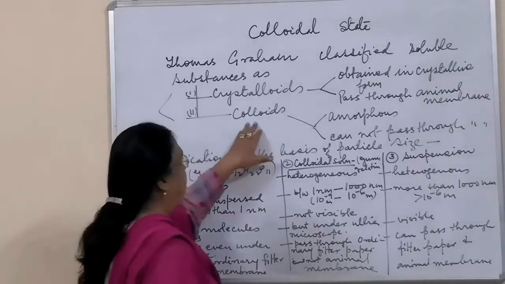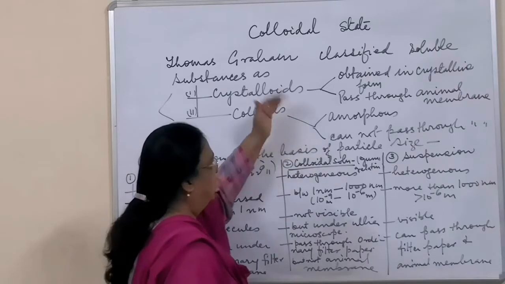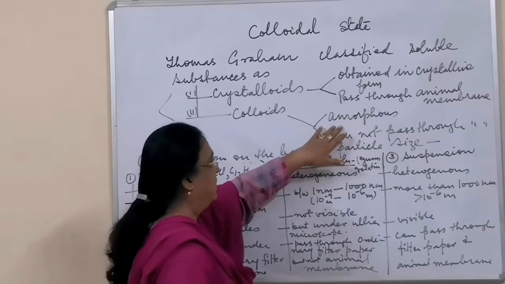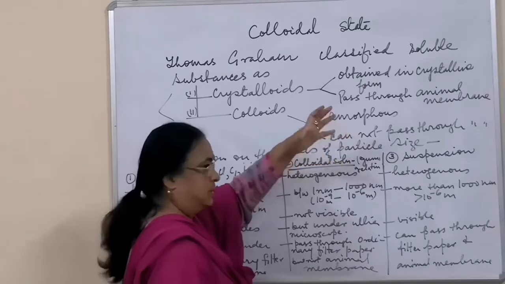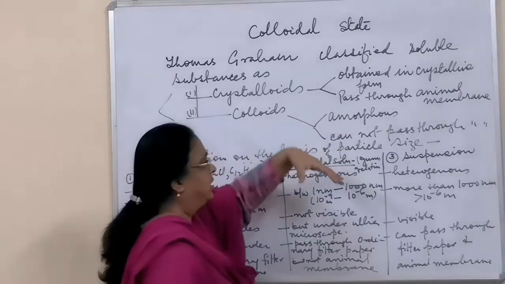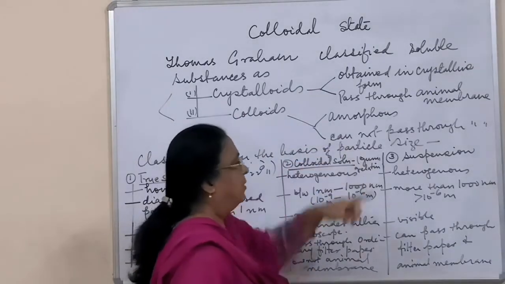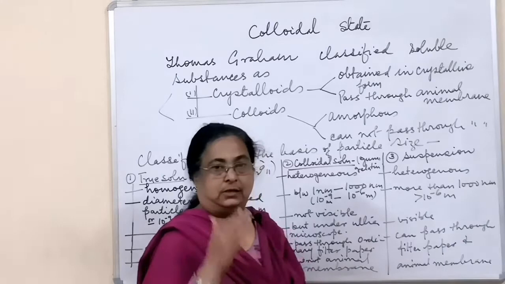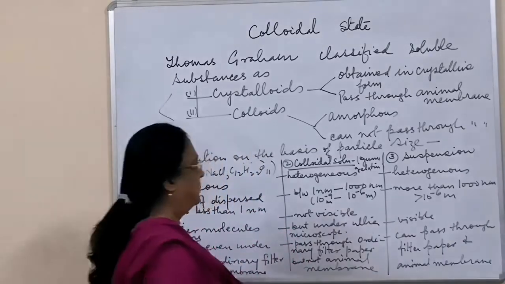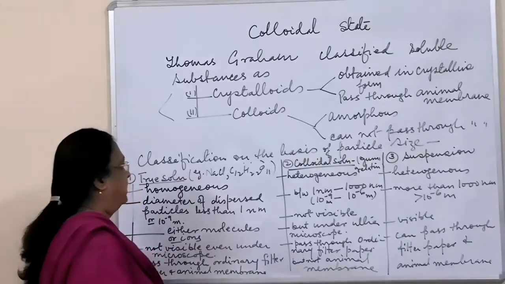The second kind is colloids. And when this colloid solution is obtained, these cannot be obtained in the crystalline form. They are in the powder form solution. The crystals cannot be obtained. And if you pass them through animal membrane, then they cannot be passed through it. Solution will not go across animal membrane. Everything will be retained above the membrane.